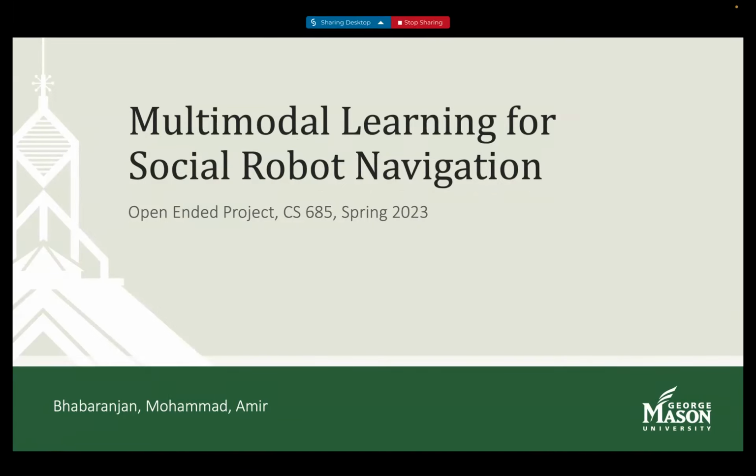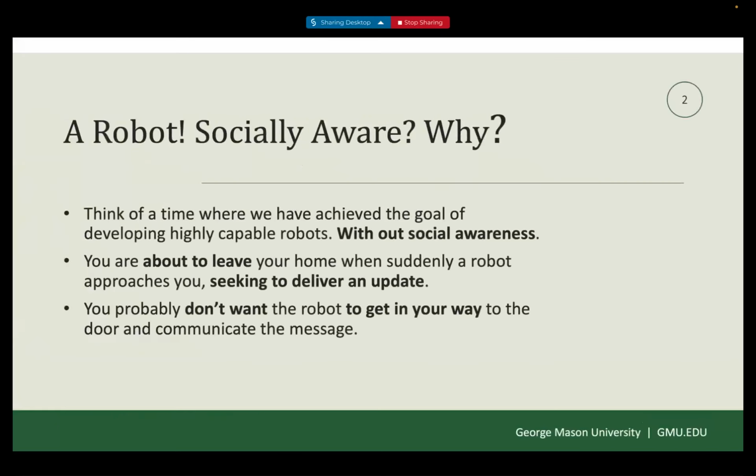And whenever I talk about this topic with my friends, there is a weird look among them. First of all, the thing is that robot and social behavior are two opposite ends of the spectrum, right? And this is how they react. So a robot, socially aware, but why? Why does a robot need to be socially aware?